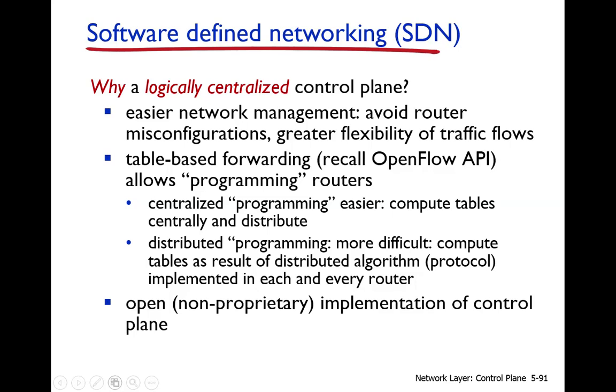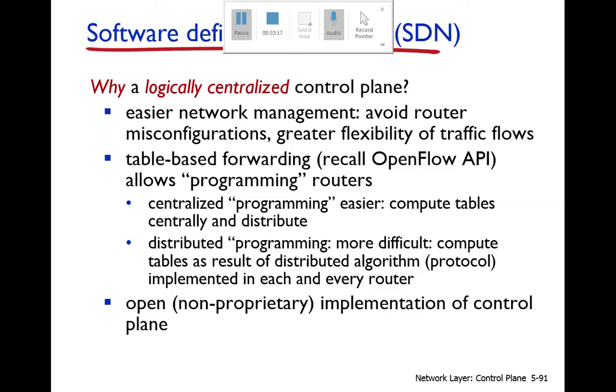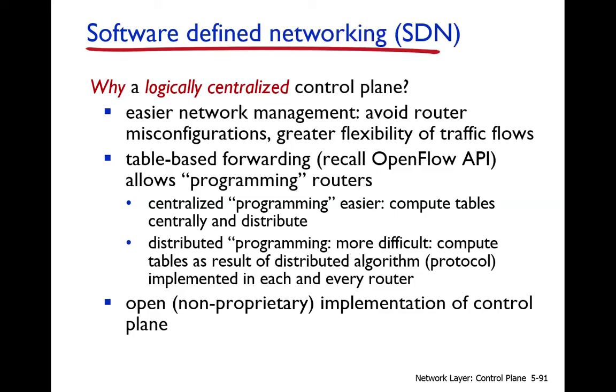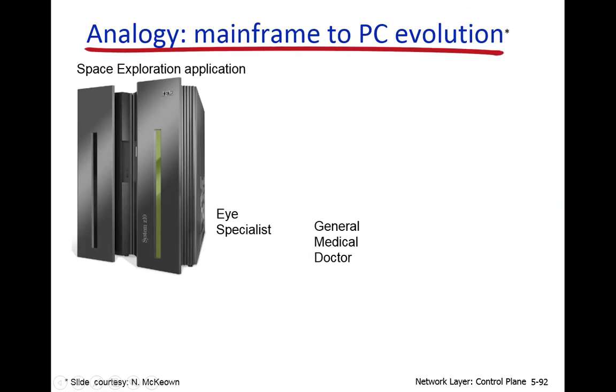So SDN provides an open source, non-proprietary implementation of the control plane. One can note that it will reduce the cost of networking as well. In SDN, the control plane is not only implemented in software, but is also open source. Open source means that one can see the coding, modify it, and install one's own application easily. So it will reduce the cost as well.